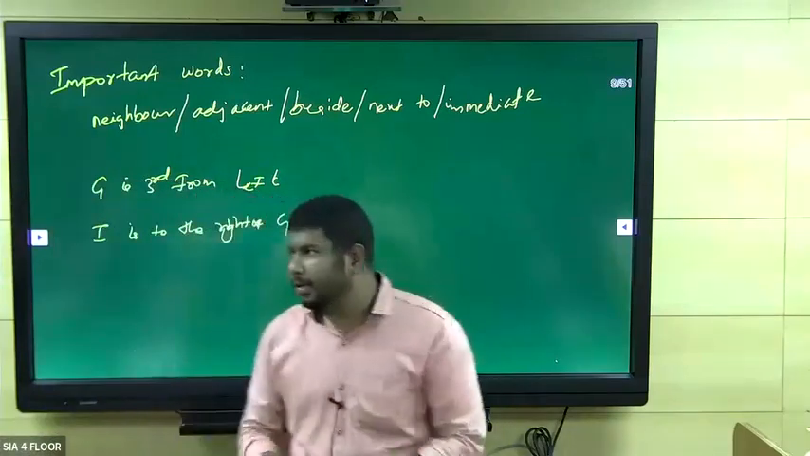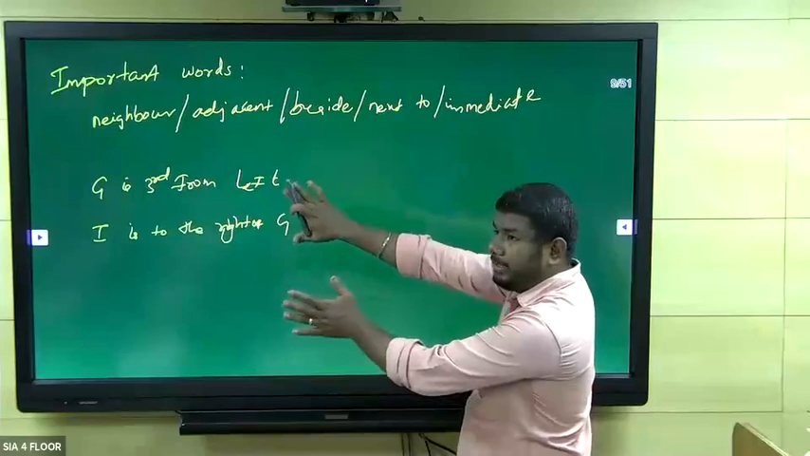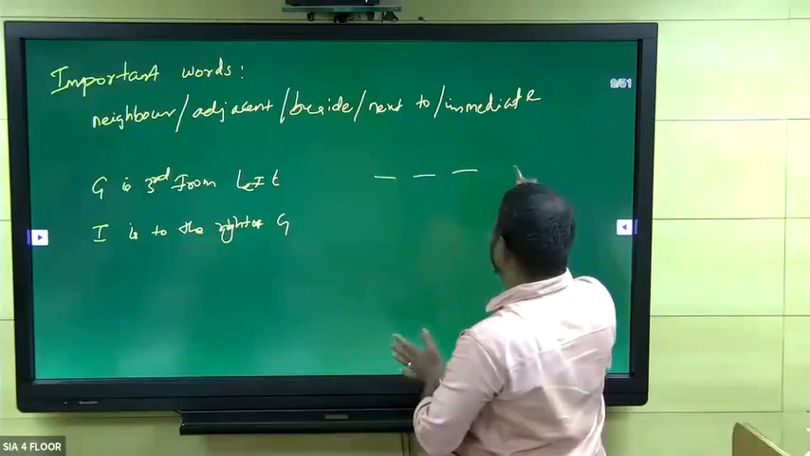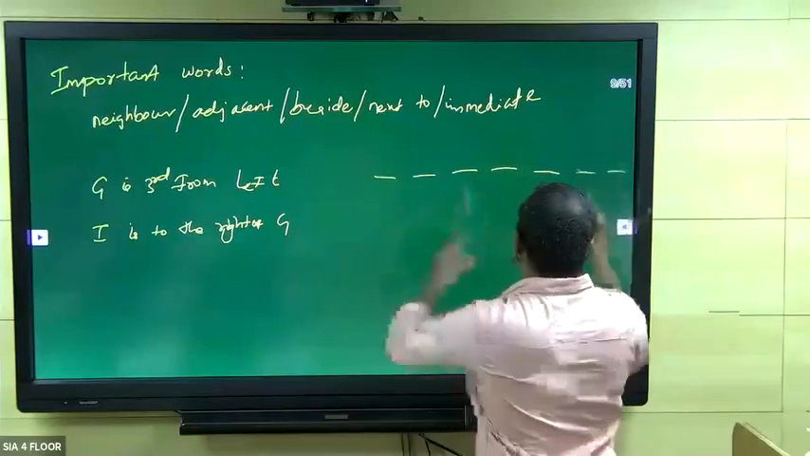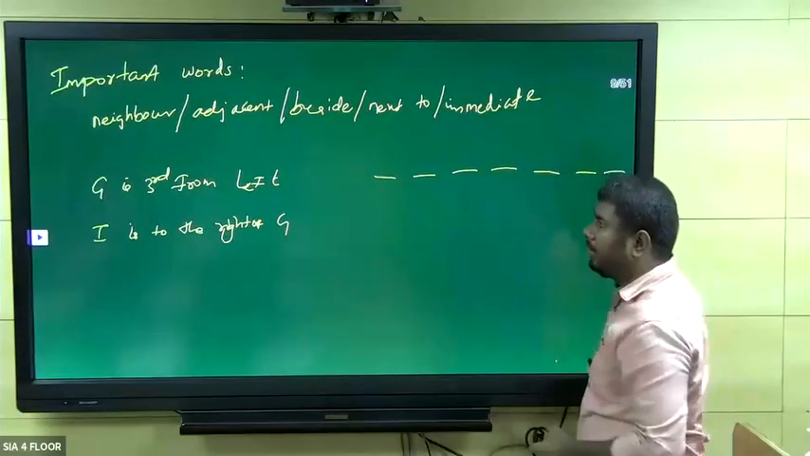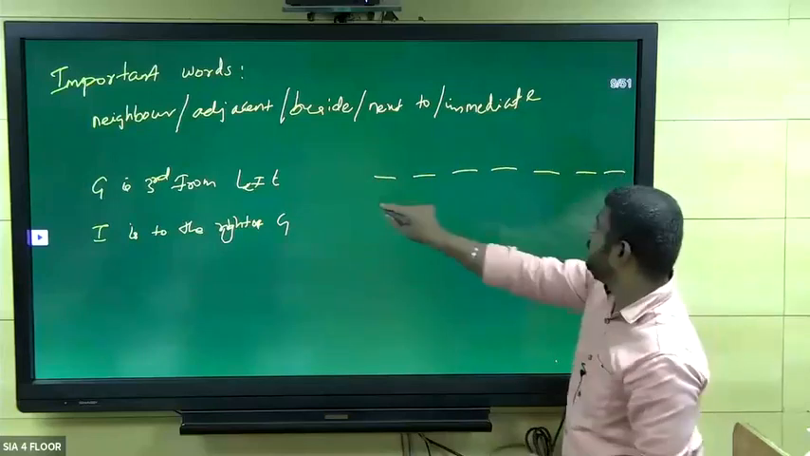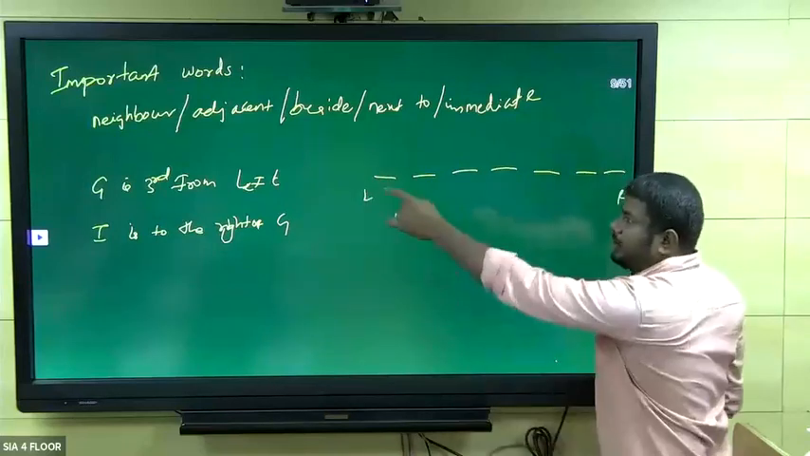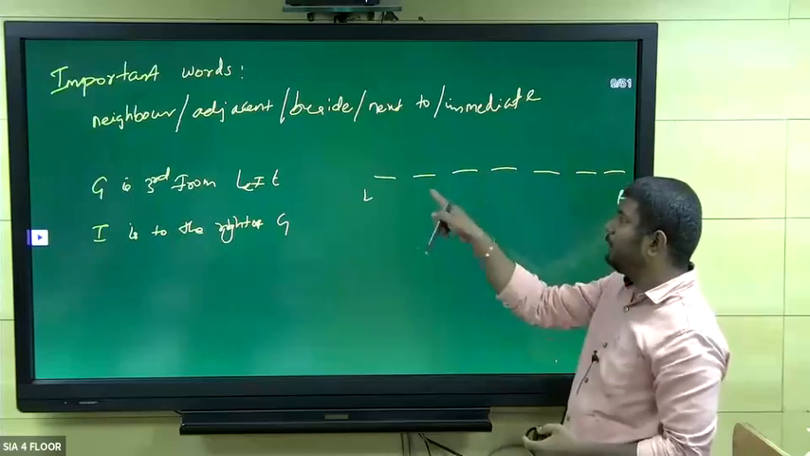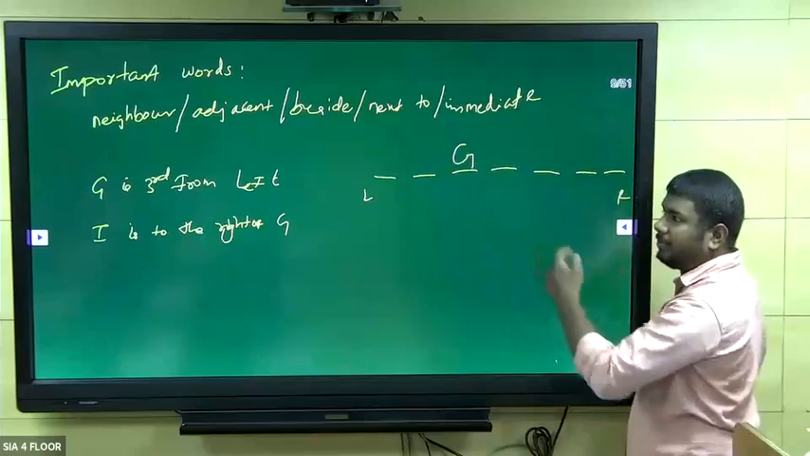Okay, listen here. Assume that there are 7 persons. You don't need to write here. Read it now. G is third from the left. Nothing is mentioned, so this is your right and this is your left. G is third from left: 1, 2, 3. So we need to take G here.